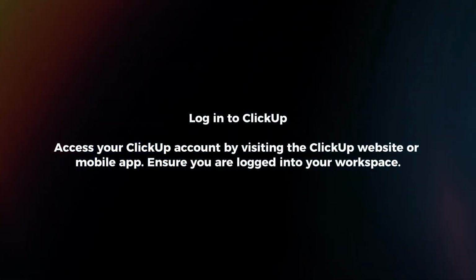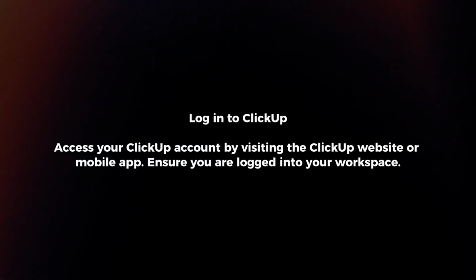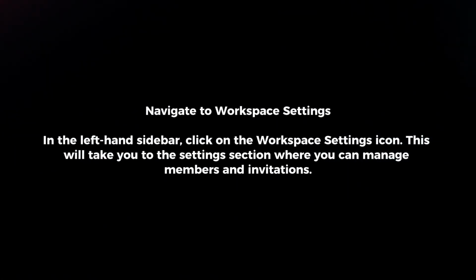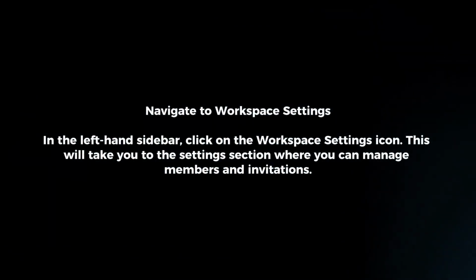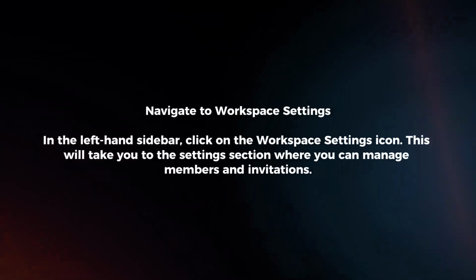Log into ClickUp. Access your ClickUp account by visiting the ClickUp website or mobile app. Ensure you are logged into your workspace. Navigate to the workspace settings. In the left-hand sidebar, click on the workspace settings icon. This will take you to the settings section where you can manage members and invitations.